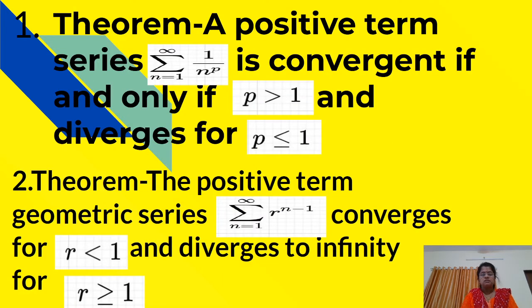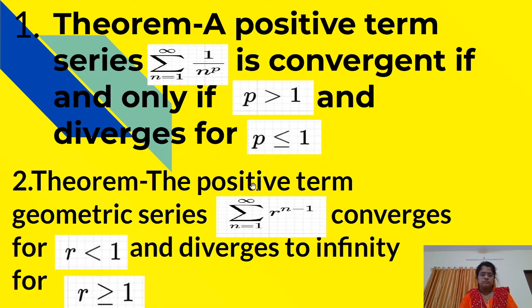Before solving the sums depending upon the comparison test, first we will see the statement of these two theorems, which are useful for the further solutions. See the first theorem. A positive term series summation n from 1 to infinity 1 upon n raised to p is convergent if and only if p is greater than 1 and diverges for p less than or equal to 1.